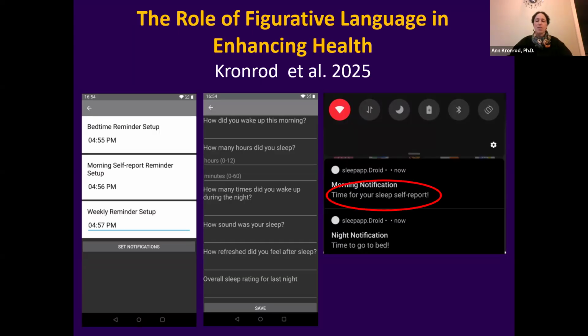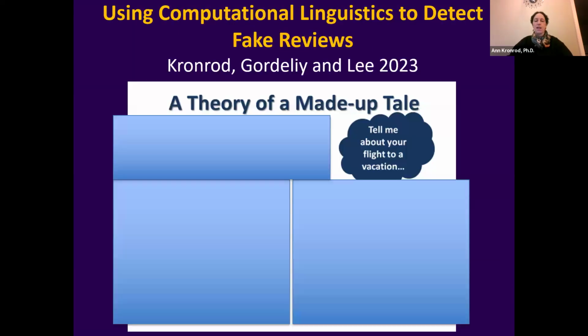This is just an example of yet another project and activity that we're doing. We developed an app that sends notifications, which could be saying "time for your sleep self-report" in the morning, or "time to go to bed" in the evening, or it says "slept like a rock, log it," or "time to hit the sack." So we are using figurative language to encourage people to behave, to develop healthier habits.